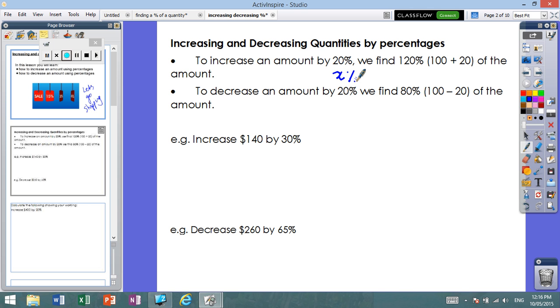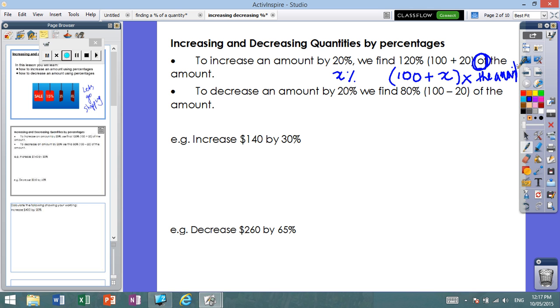So if we need to increase something by a certain percentage, we need to find 100 plus X, whatever that percentage is that they're asking you to increase it by. You need to add them together, and then you need to multiply the amount that they're asking you to do. Of course, it's saying of, and we know of means to multiply, and we multiply by the amount.